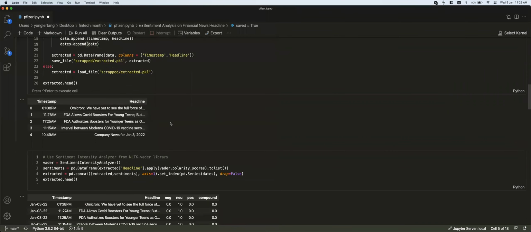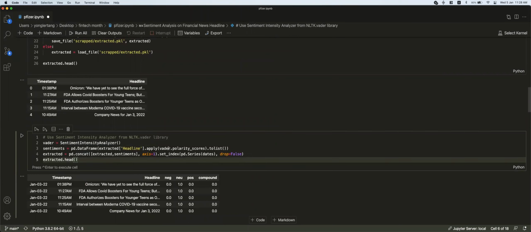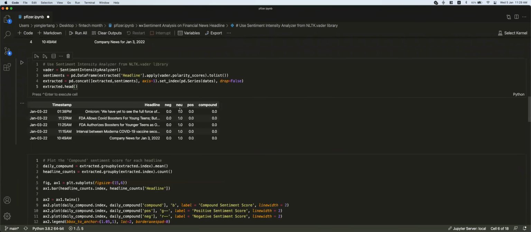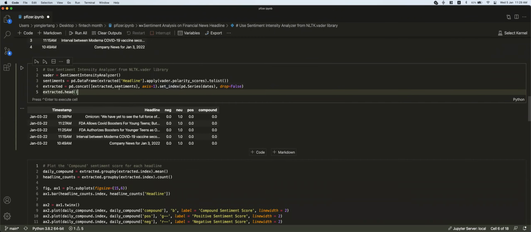So yeah, back to this. After scraping the headlines, I initialized the pre-trained model called VADER, which you can call SentimentIntensityAnalyzer. And then you just apply the polarity score function to each of these headlines. It generates four scores, which are negative, neutral, positive, and compound score. After extracting it, I concatenate it back so that I get a full data frame with the headline and the sentiment score itself.